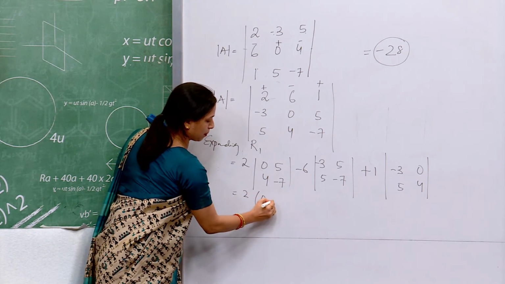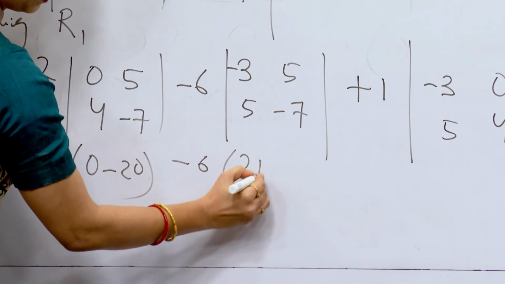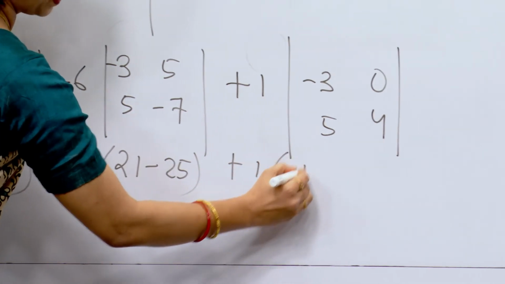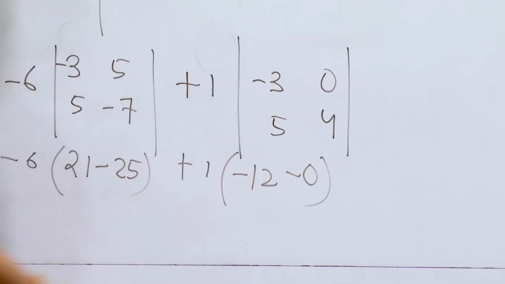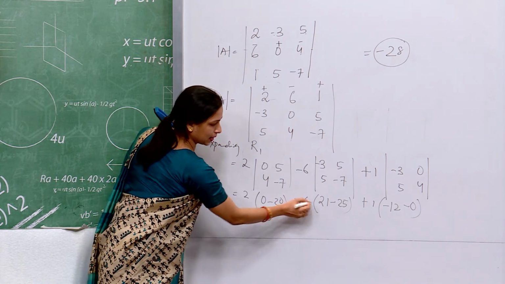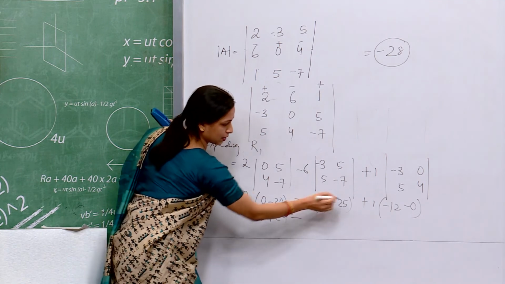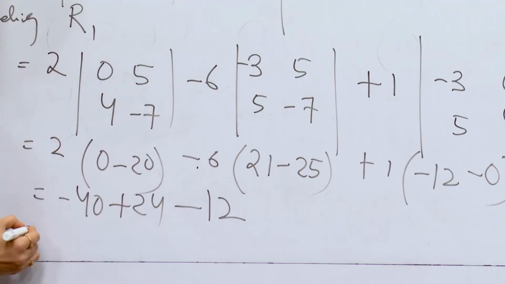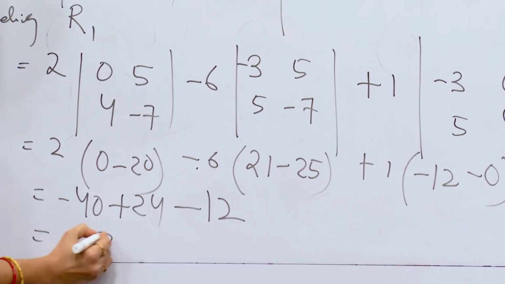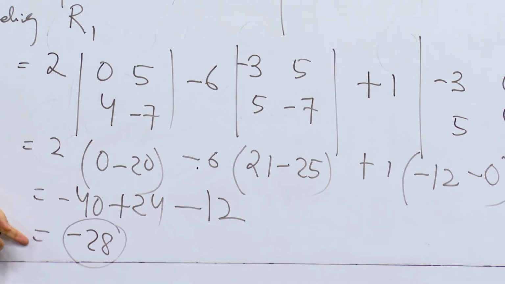We do the calculation, minus 20. Here we get 21 minus 25. Here we get minus 12 minus 0. Right? So here we get minus 40 minus 6 into minus 4 plus 24 plus this is minus 12. So again the result you can see minus 52 plus 24. So the result is same. Right? So here the property is hence proved.